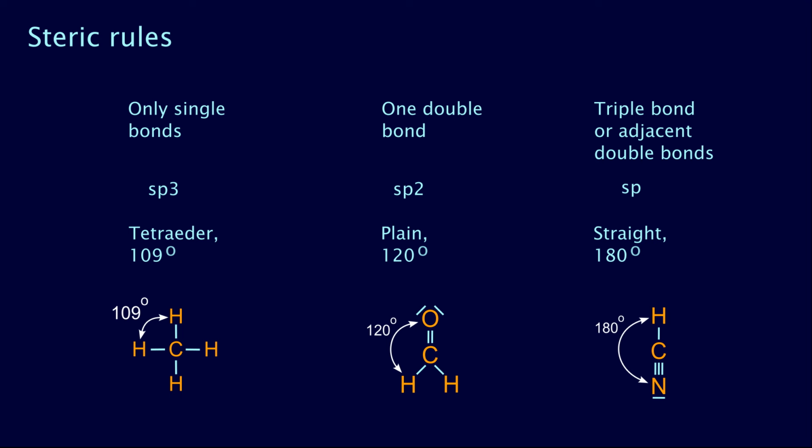In the case you have a triple bond or you have two adjacent double bonds, then the central atom has an sp hybridization. That means there are two sp hybridized orbitals which are apart from each other by 180 degrees, so are completely linear. And you have two remaining p orbitals, and these two remaining p orbitals can be used either to form a triple bond or to form two adjacent double bonds. So these are the only three cases which can occur, at least under usual conditions.